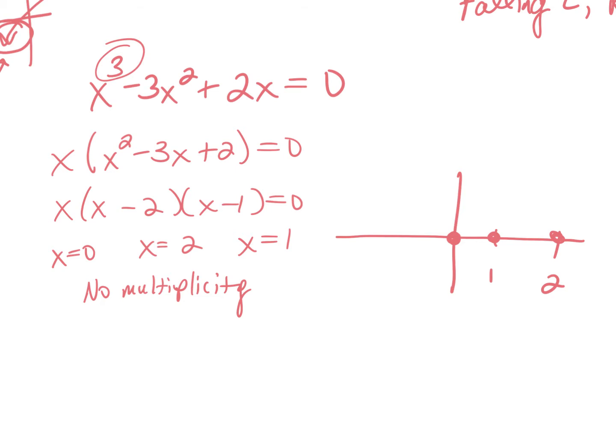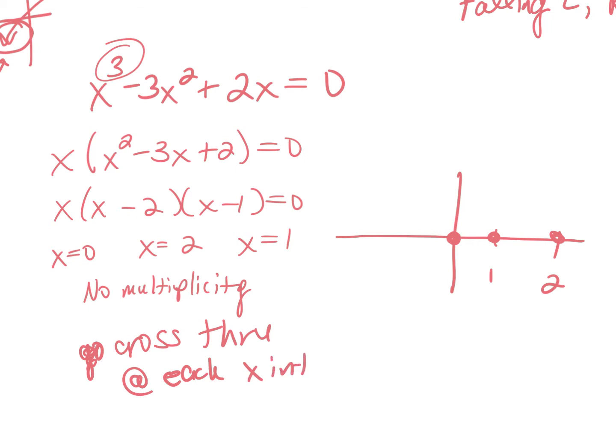It's going to go through. It's going to cross through. We'll say crossing through because there's no multiplicity. Correct, at each x-intercept. Now, let me rephrase that. It's crossing through because there's no multiplicity that occurs an even amount of times. If you had x equals 1 three times, like a cube, multiplicity 3 times, it'll go through.